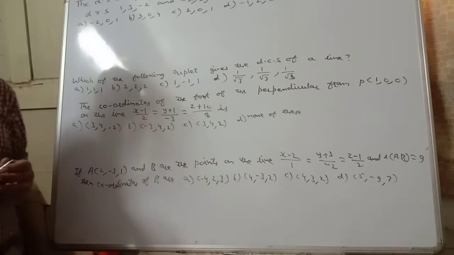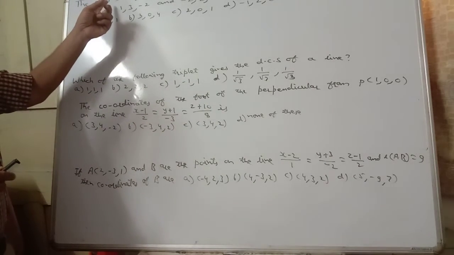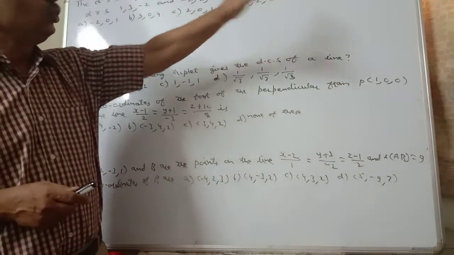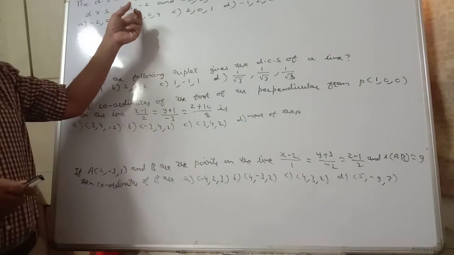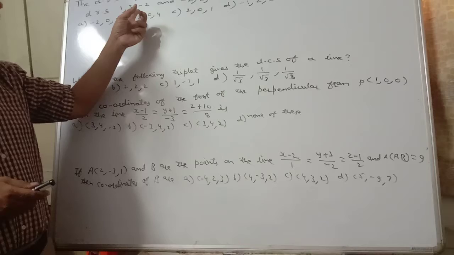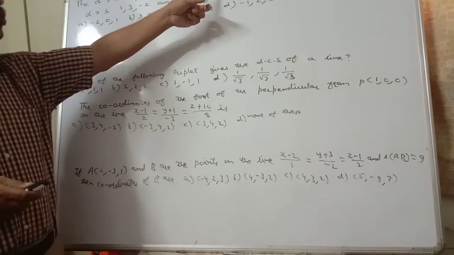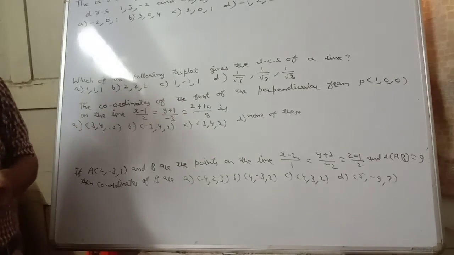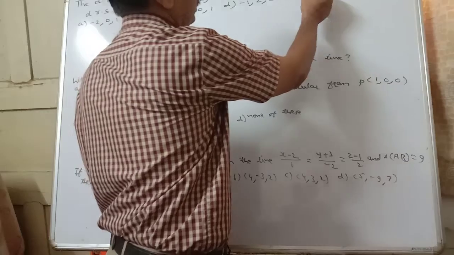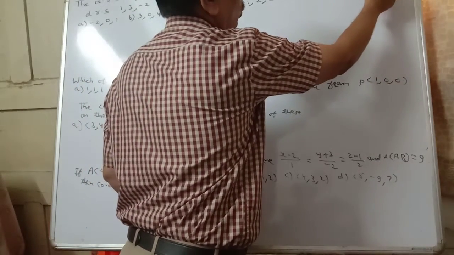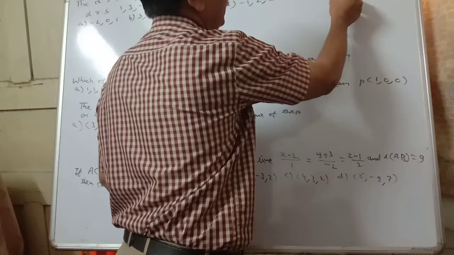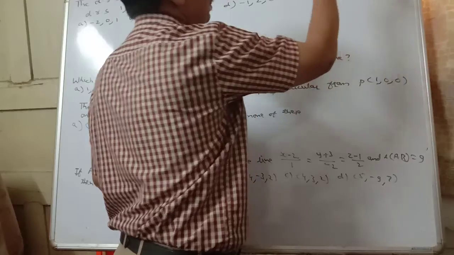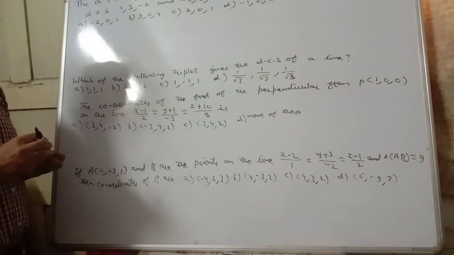Let us start with next example. The direction ratios of a line perpendicular to the lines having direction ratios 1, 3, minus 2 and minus 2, 2, 4. So here we have to find direction ratios of the required line. Two other lines are given whose direction ratios are known to us. But those lines, they are perpendicular to required lines.